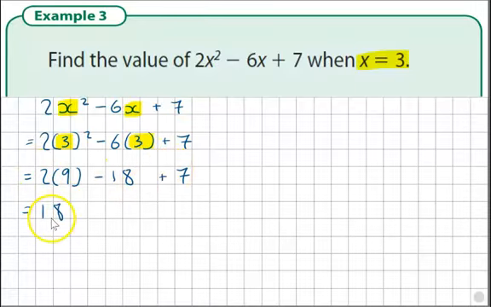2 times 9 is 18. Bring down the minus 18 and the plus 7. 18 take away 18 will cancel, and we're left with 7.